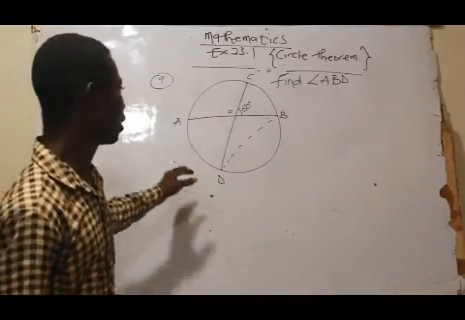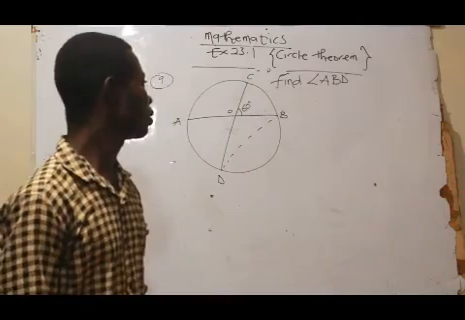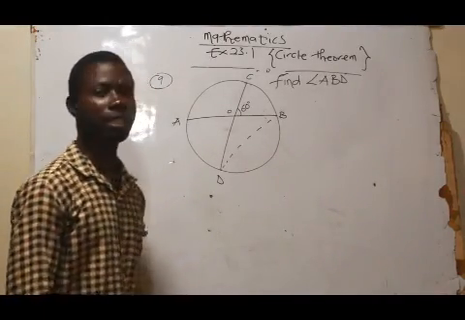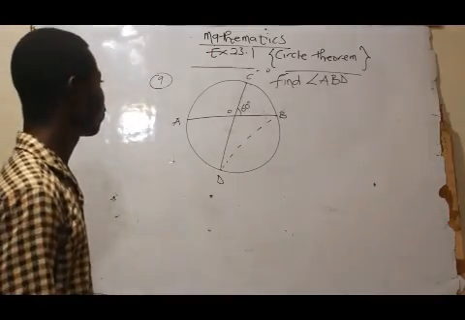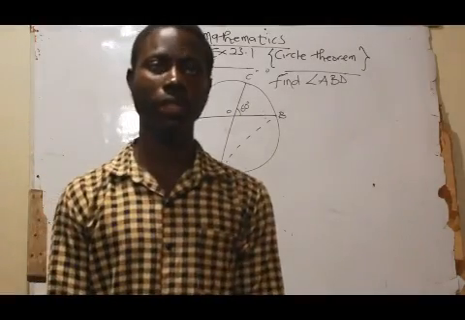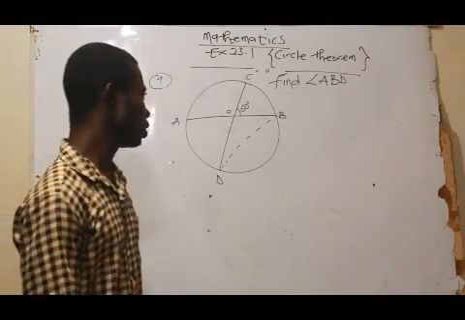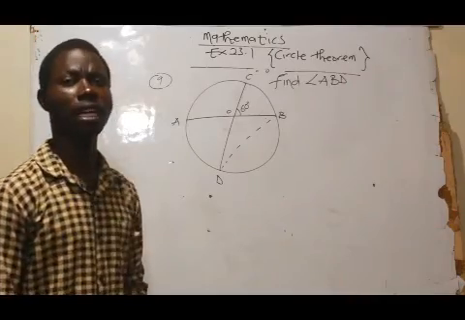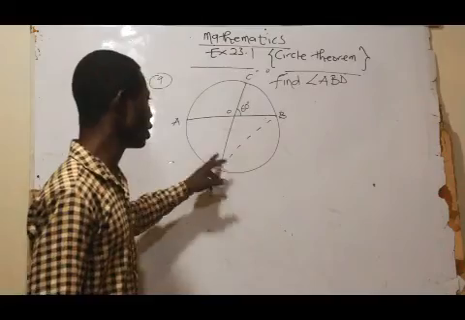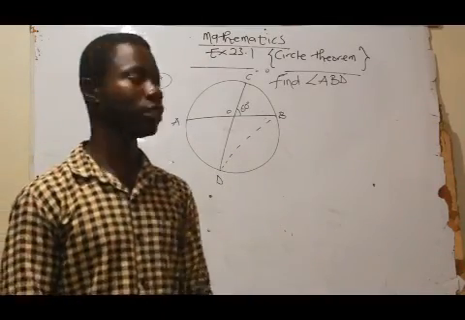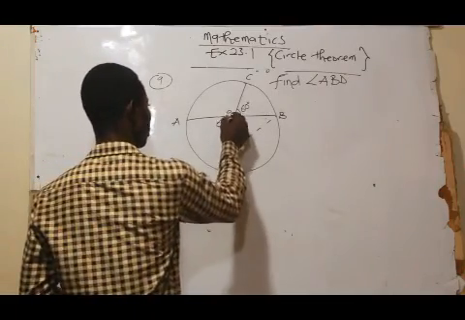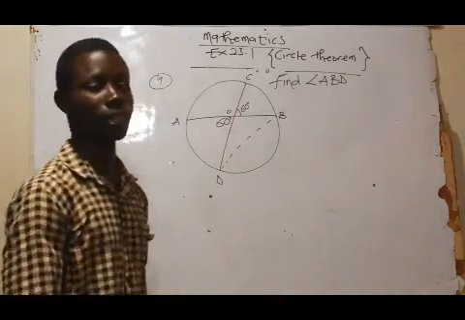We are told to find angle ABD. Okay. Now, looking at this question, you can say that angle COB is equal to 60 degrees. Okay, since it is 60 degrees, you can say that vertically opposite angles are equal from plane geometry 1. You know that if COB is 60 degrees, then AOD will definitely be 60 degrees. Okay, so we have 60 degrees here. Vertically opposite angles are equal.